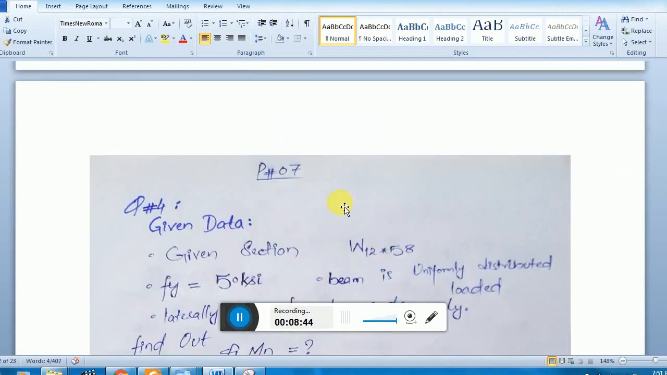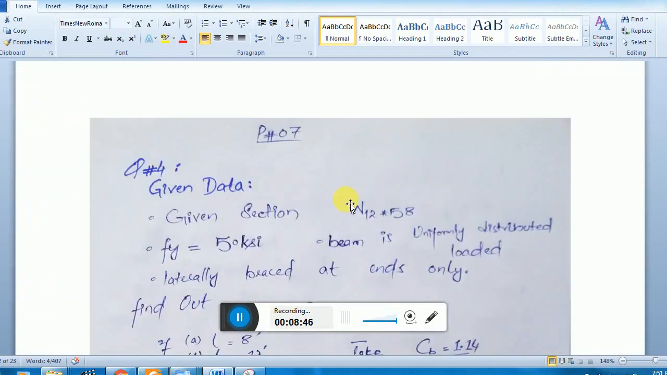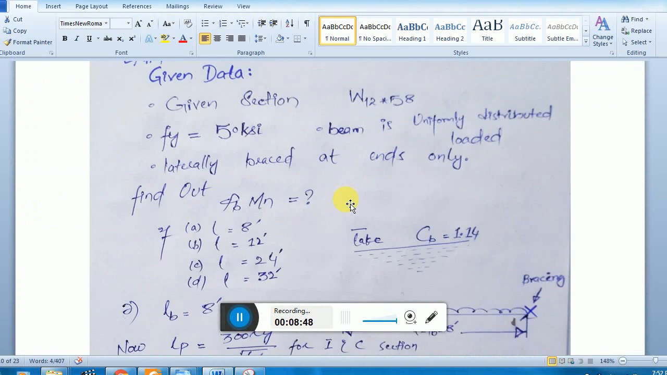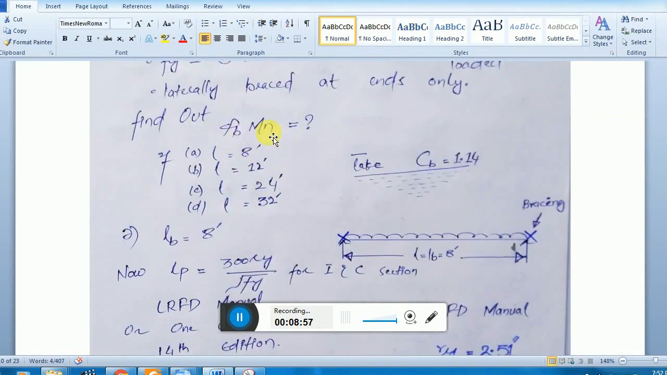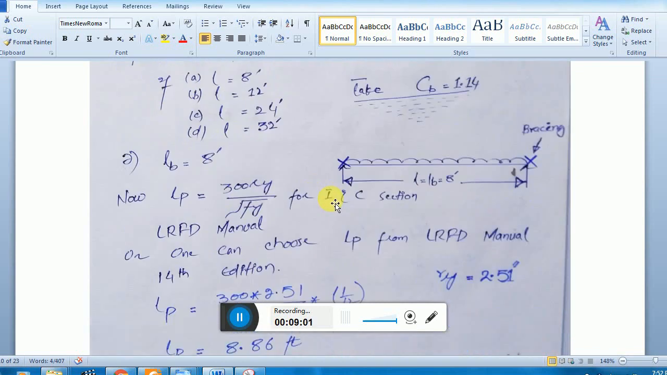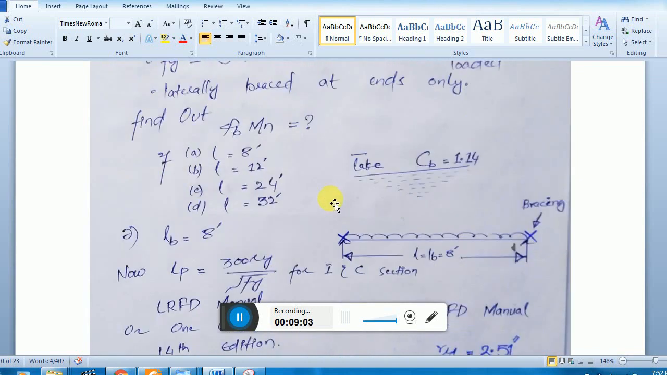Here we have our given data: a W12x58 section, Fy is 50 psi, the beam is uniformly distributed, with lateral bracing at the ends only. We have to find out phi b Mn for 8 feet, 12 feet, 24 feet, and 32 feet. Now, please watch lectures number 1 and 2, which are relevant to this question as well.